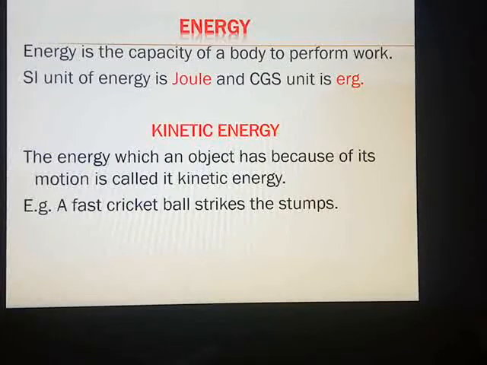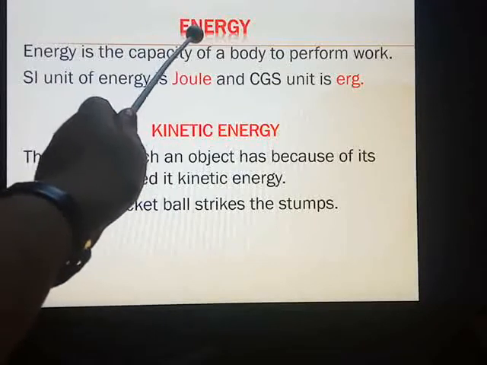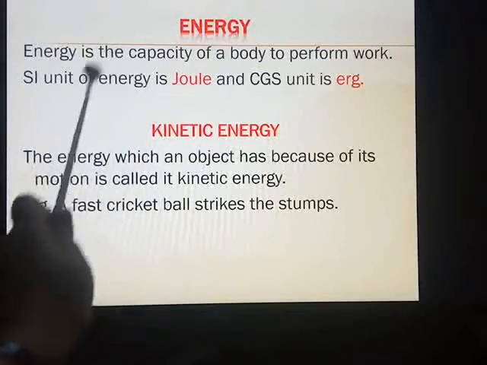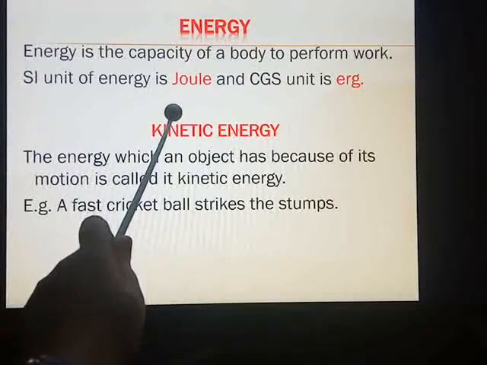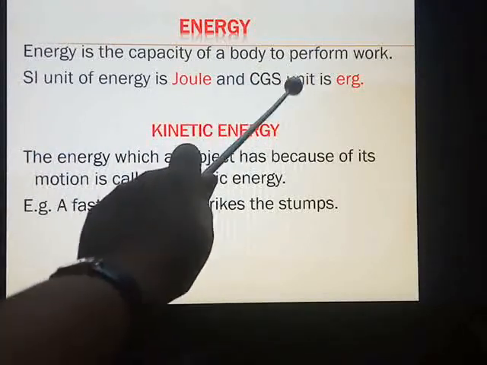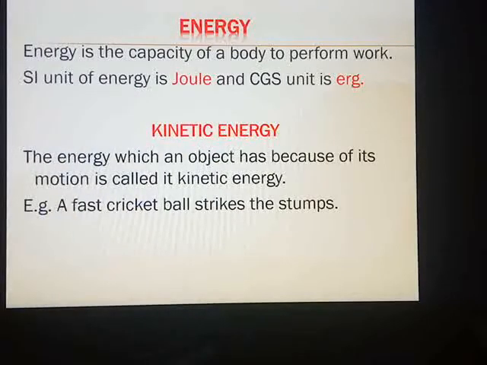So, as the units of work are joule and erg, similar are the units for energy. So, SI unit of work is joule. So, SI unit of energy is also joule. And CGS unit of work is erg, and similar is the unit for energy. So, in short, work and energy are interrelated with each other, hence they have the same units.